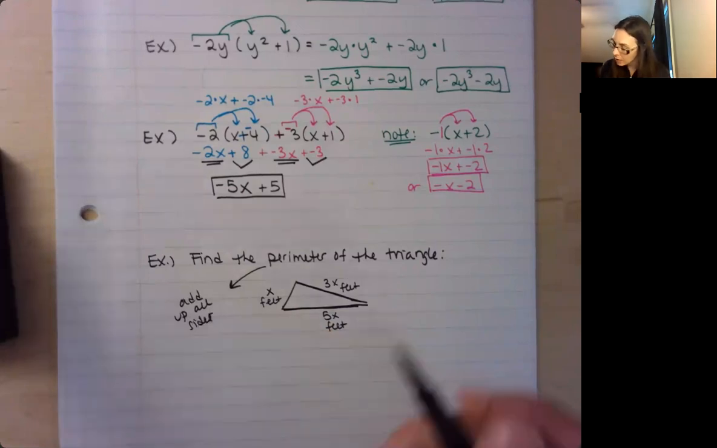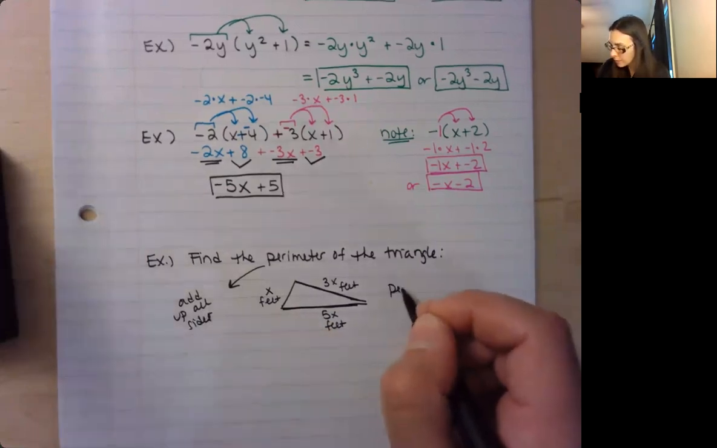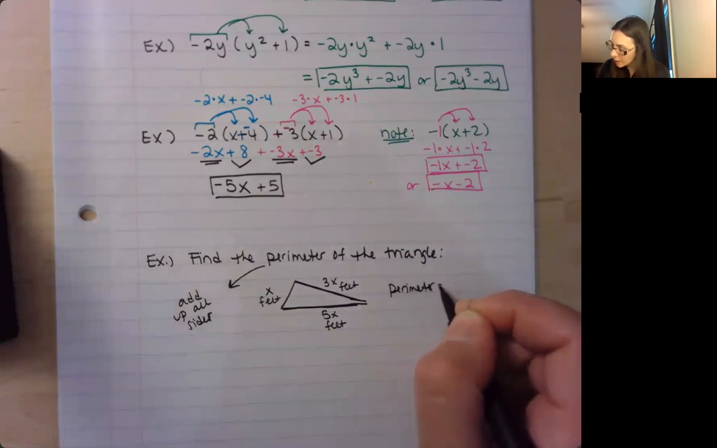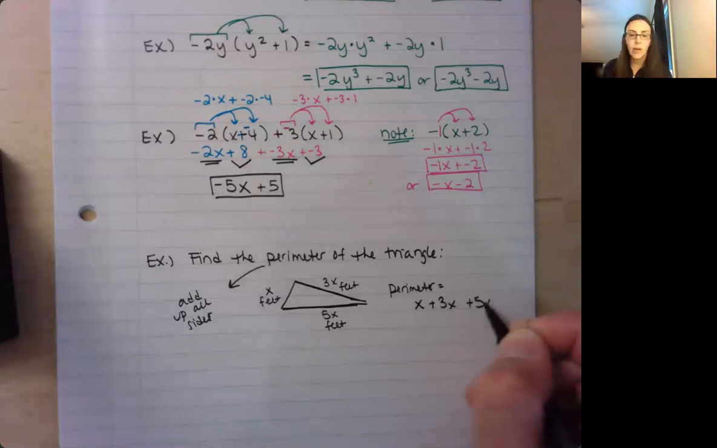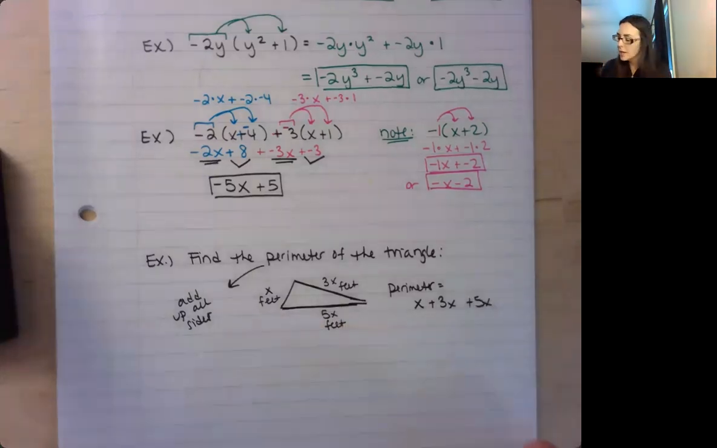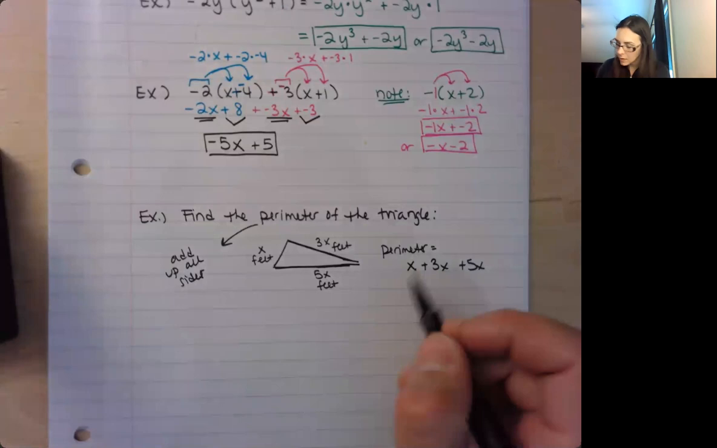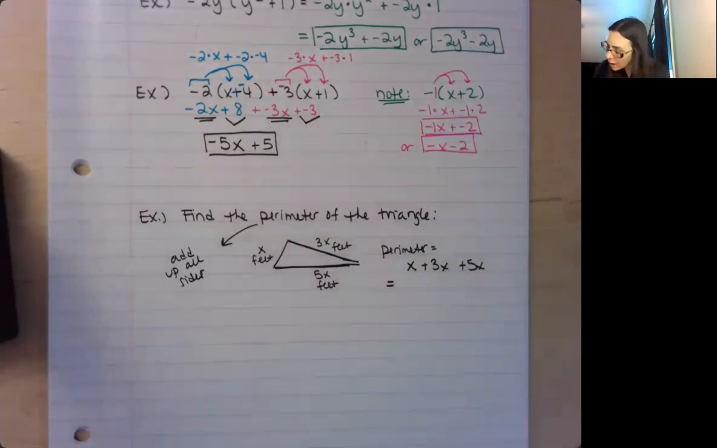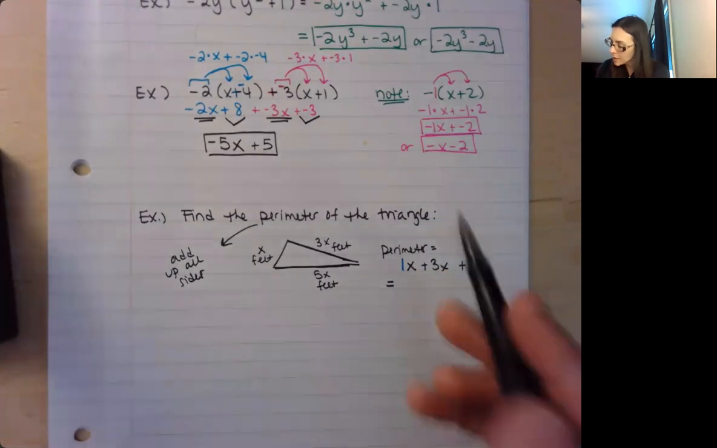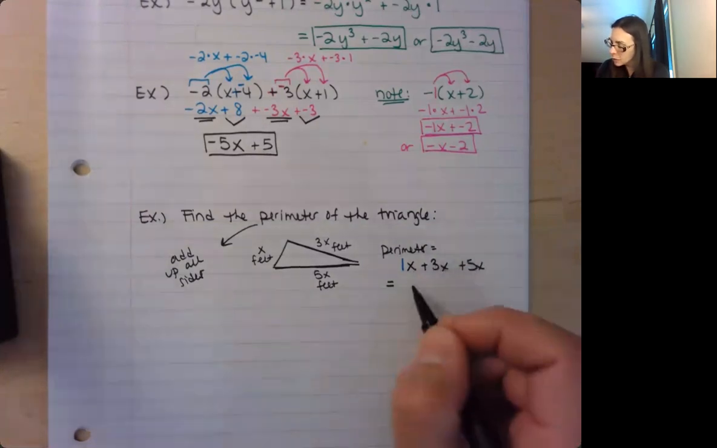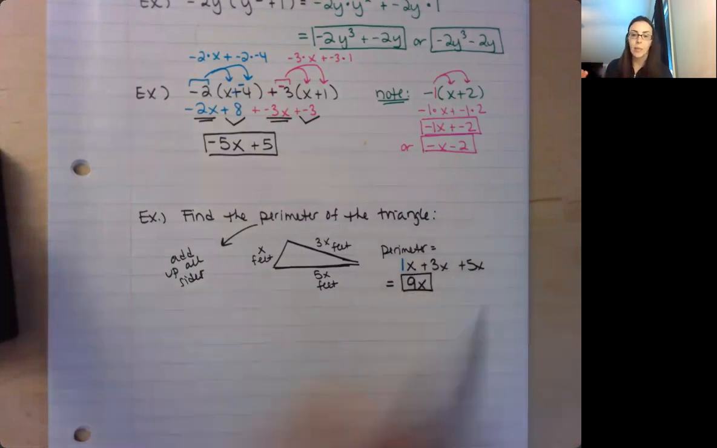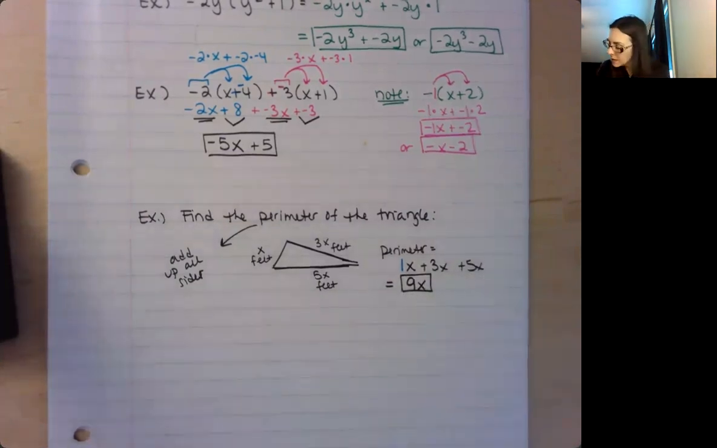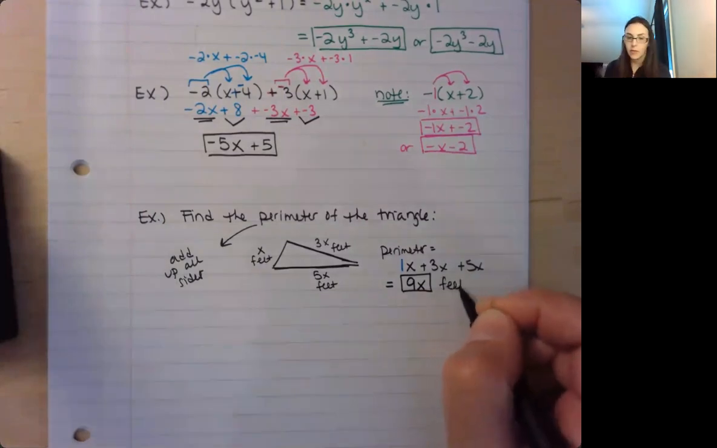So what I could do here is my perimeter is equal to x plus 3x plus 5x. So even if I bring in variables, I can still add up all sides. These are all like terms, and there is a number 1 out front here if you want to put that in. So 1 plus 3 plus 5 is 9. And don't forget, for adding and subtracting, the x just stays. Don't add up all those values. And this is in feet. So I have 9x.